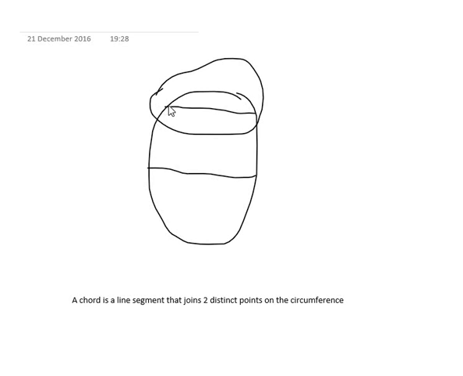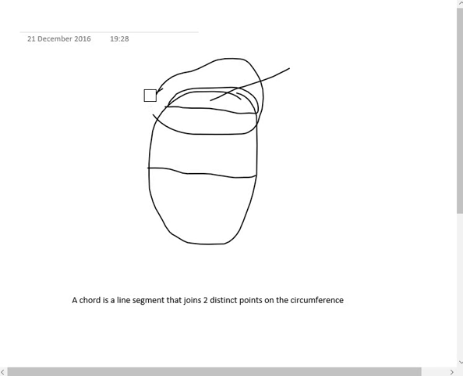Now a chord is a line segment that joins two distinct points on a circumference. As you can see, it's got two distinct points here. Then we can go to the arcs. Now the part of the circle you see over here, which is above this chord, that is the minor segment. So this is the minor segment. Let's take an eraser.